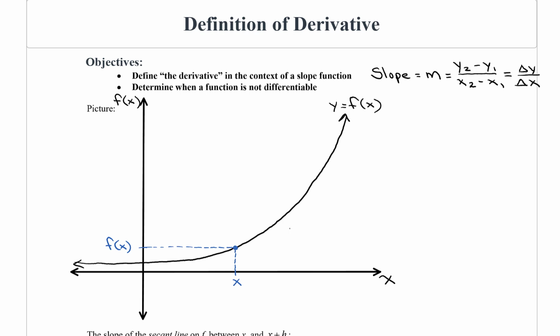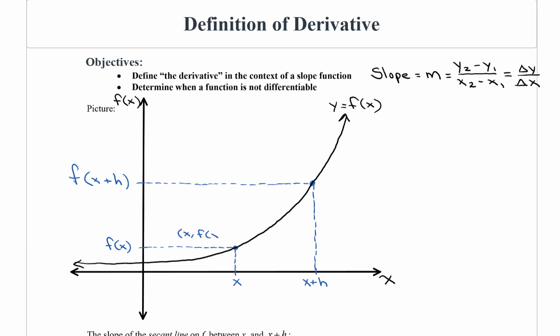So I'm going to draw the point right about here. And now I'm going to draw a dashed vertical line segment going down from my point to the x-axis. And that value of x, I'm going to label it as x plus h. Now I'm going to draw a horizontal dashed line segment from that point over to the y-axis, and I'm going to label this y value here as f of x plus h.